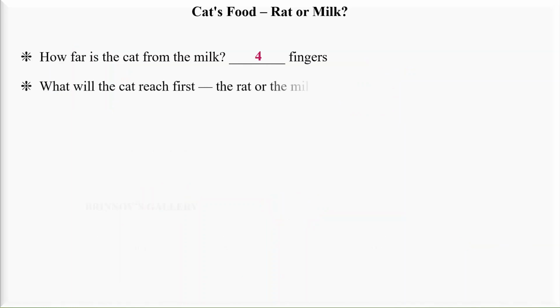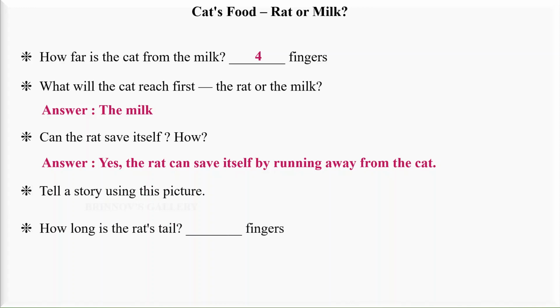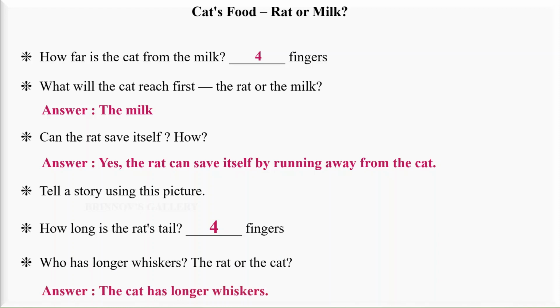What will the cat reach first? The rat or the milk? Answer: the milk. Can the rat save itself? How? Answer: yes, the rat can save itself by running away from the cat. Tell a story using this picture. How long is the rat's tail? Answer: 4 fingers. Who has longer whiskers? The rat or the cat? Answer: the cat has longer whiskers.